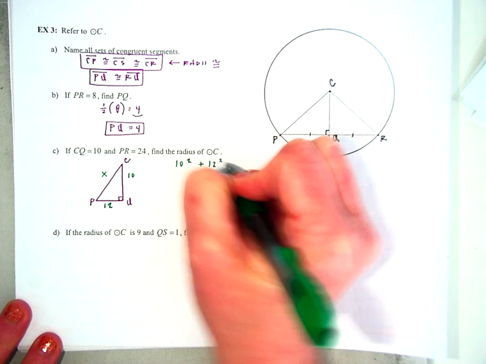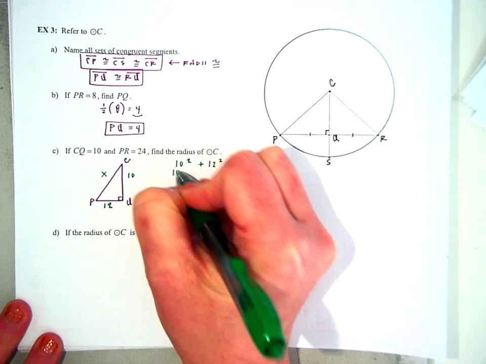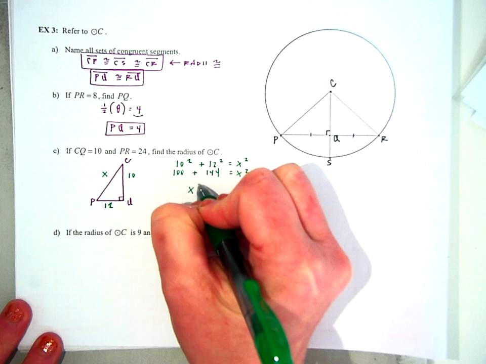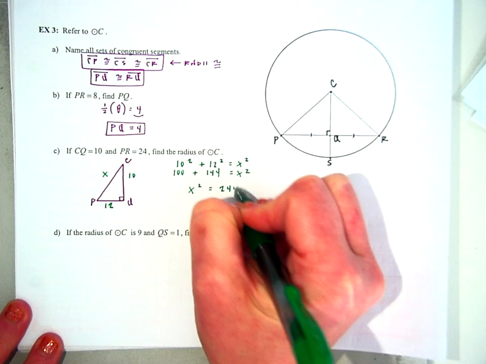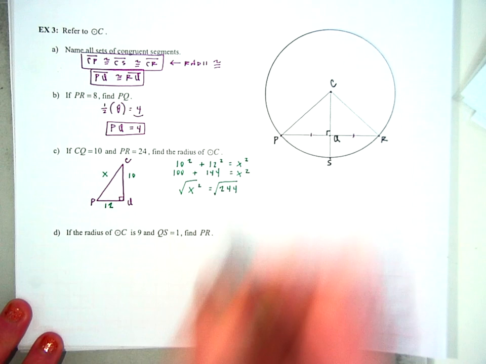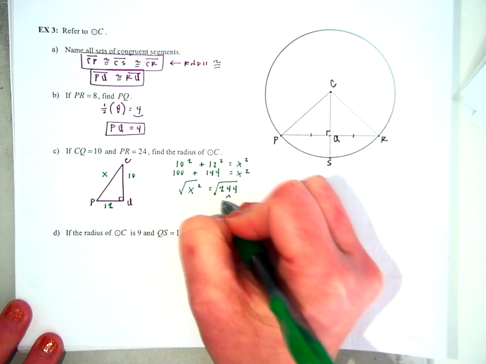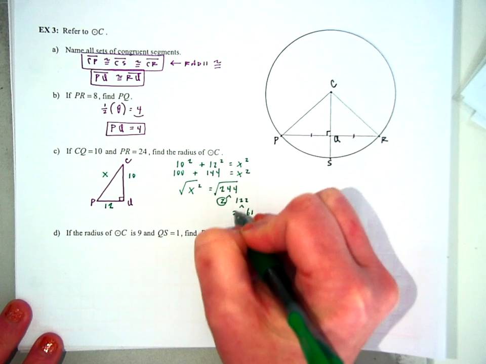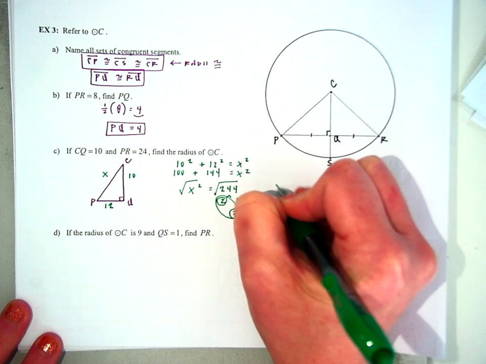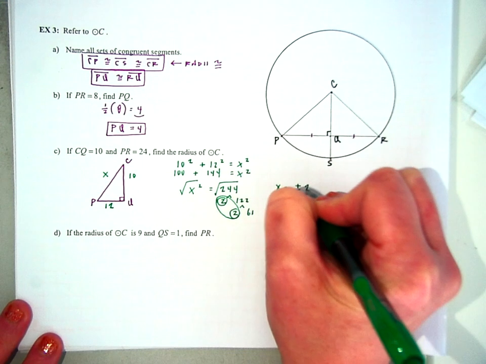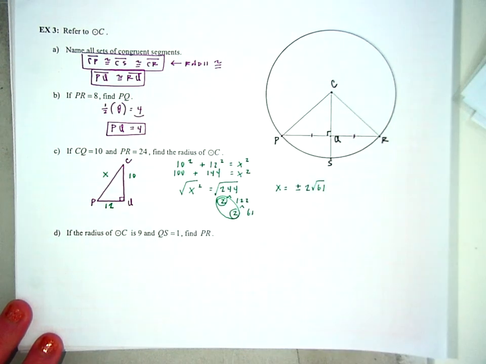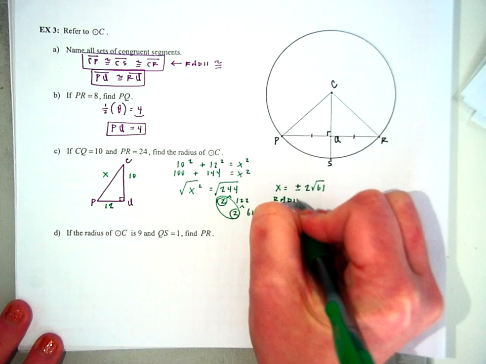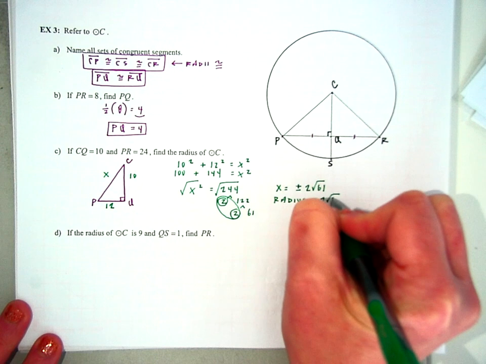So 10 squared plus 12 squared equals X squared. So 100 plus 144 equals X squared. X squared equals 244, solved by taking the square root. If I simplify 244, I can see that it's 2 times 122, and then 2 times 61, and then I get stuck. So I have a pair of 2's. Technically, X is plus or minus 2 times the square root of 61. But I can't have a negative measure for a radius, so my radius will have to be just the positive 2 times the square root of 61.